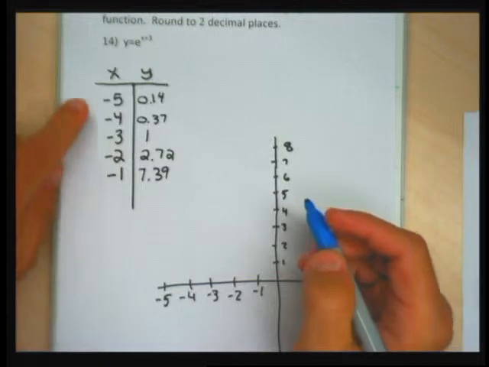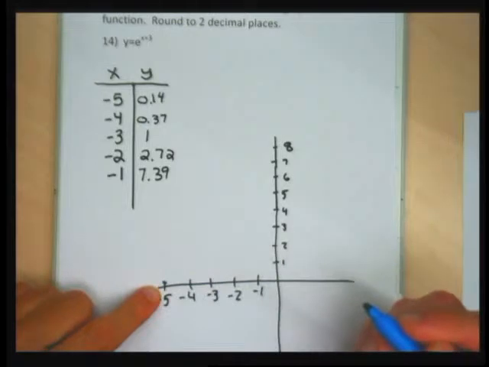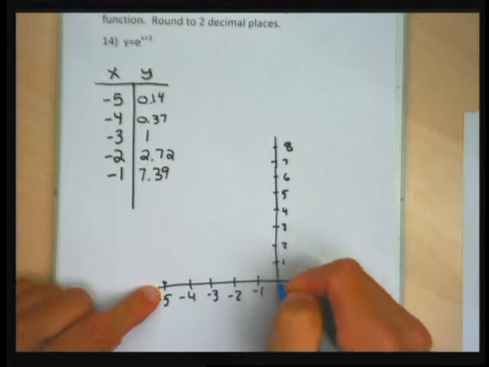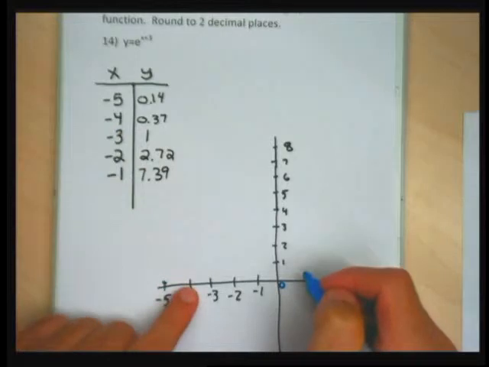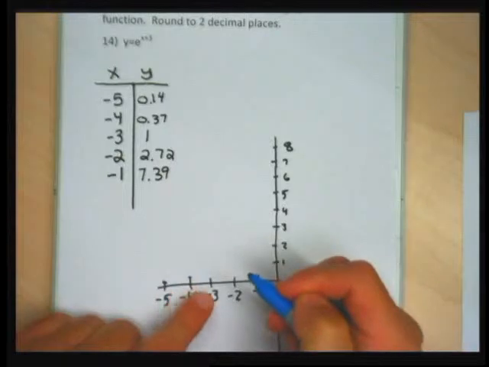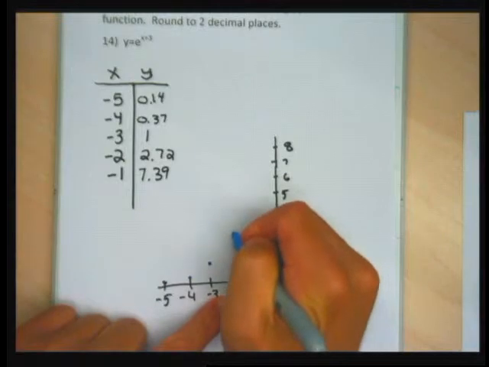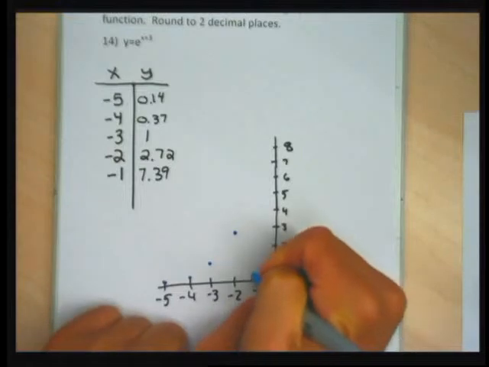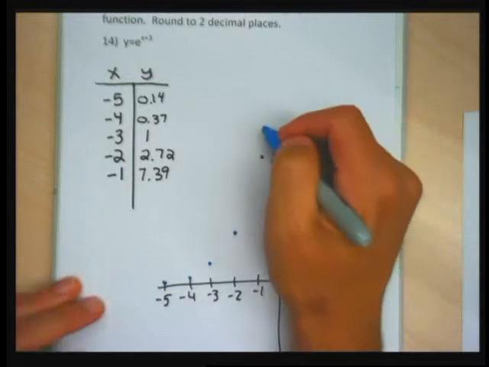So -5 for x, that's easy to find. 0.14 for y, that's going to be just barely above the x-axis. That's a positive number, a tenth of the way between the origin 0 and 1. And then -4, 0.37, I go to -4 on the x-axis, and I go up a third of the way between 0 and 1. And then -3, 1. -2, 2.72, so I get somewhere between the 2 and the 3, a little bit closer to the 3 on the y-axis than the 2, and then -1, 7.39, somewhere in between the 7 and 8, a little bit closer to the 7 than the 8.